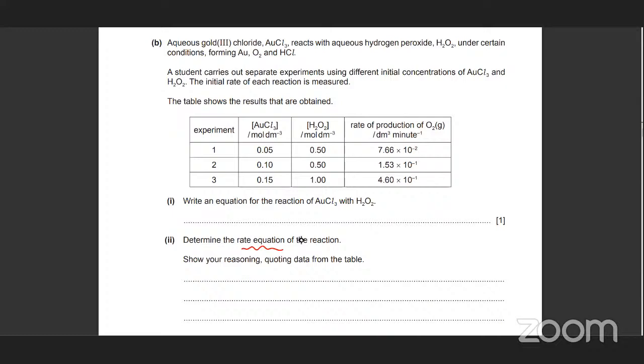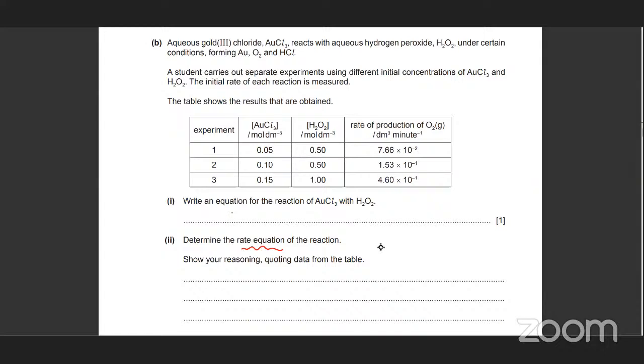Now to figure out the rate equation, you would have to figure out the order of the reaction, which they haven't mentioned. No, this is aqueous gold 3 reacting with aqueous H2O2 under certain conditions. So these two are reacting, and Au and HCl are produced. So this is being produced. They've pretty much given everything.